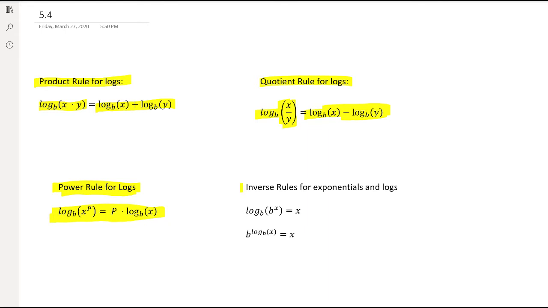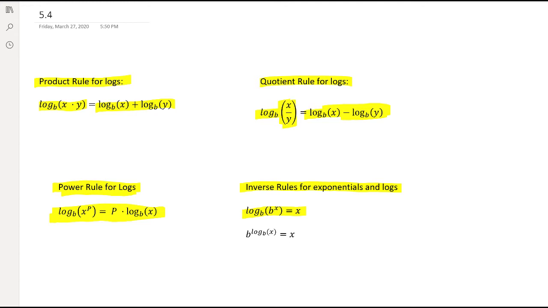And then lastly, I just wanted to throw it in here, some inverse rules. We've already talked about one of them in a previous video. But if you recall, the log base b of b to the x, that equals x. Why is that? Because, well, first of all, when the bases are the same of your exponential and your log, the answer is just the exponent. In this case, it's just your x.